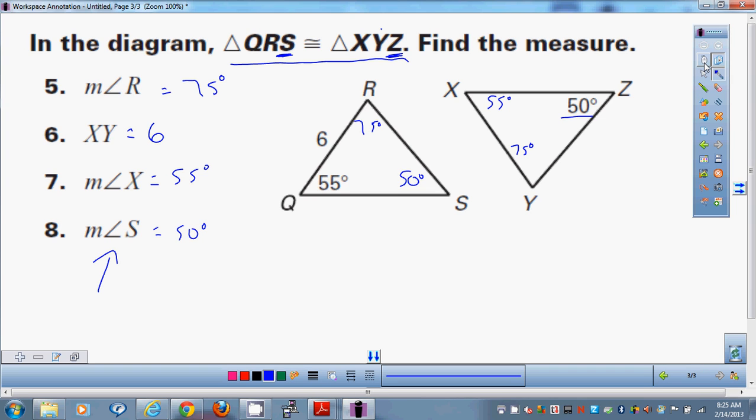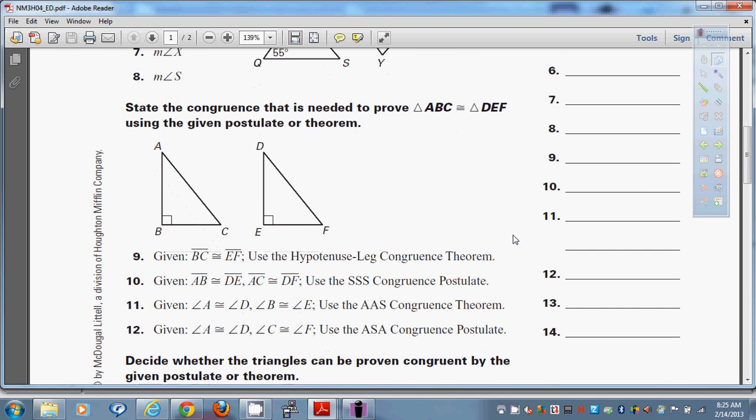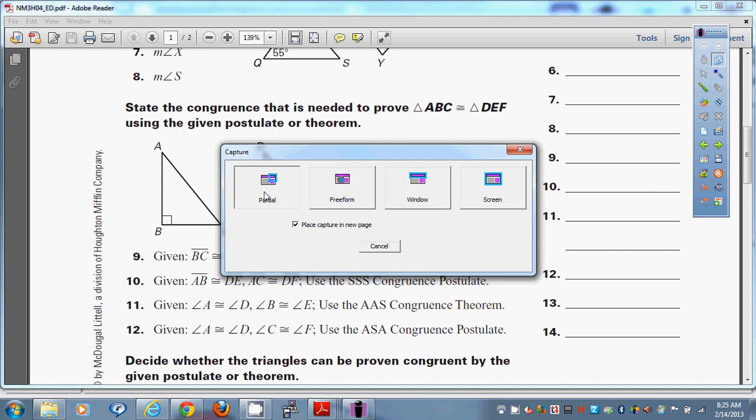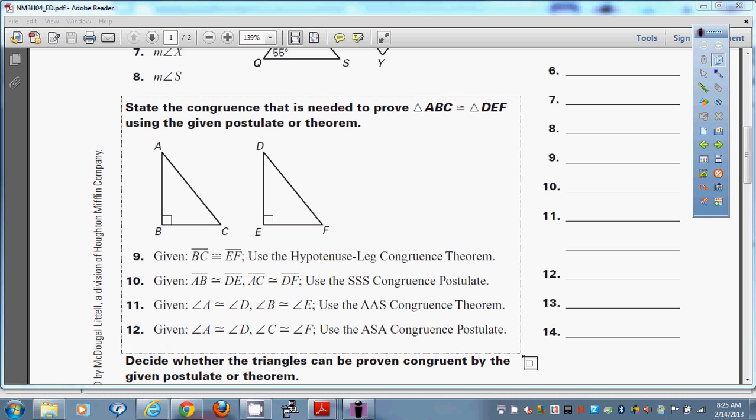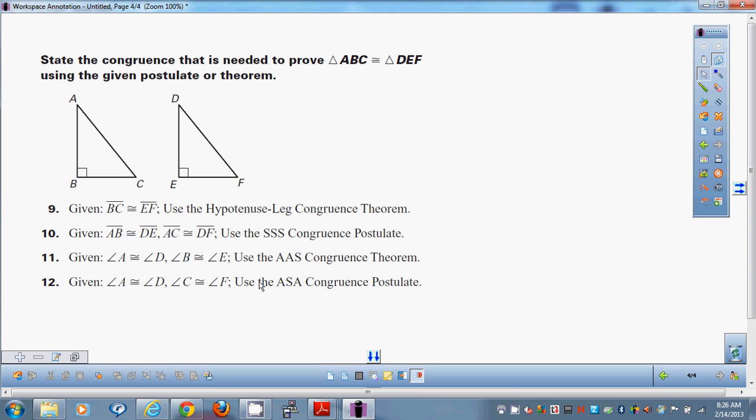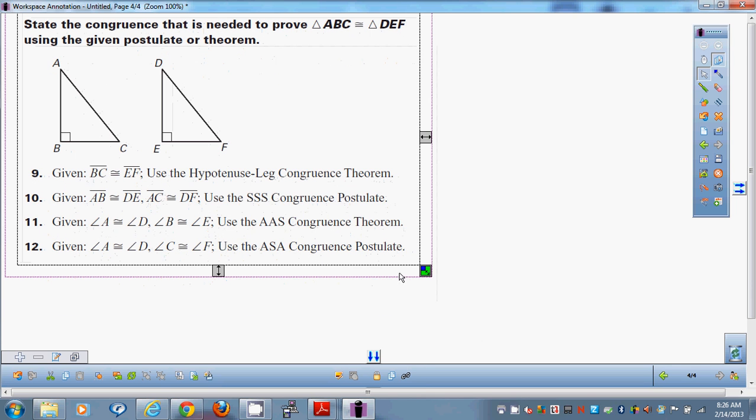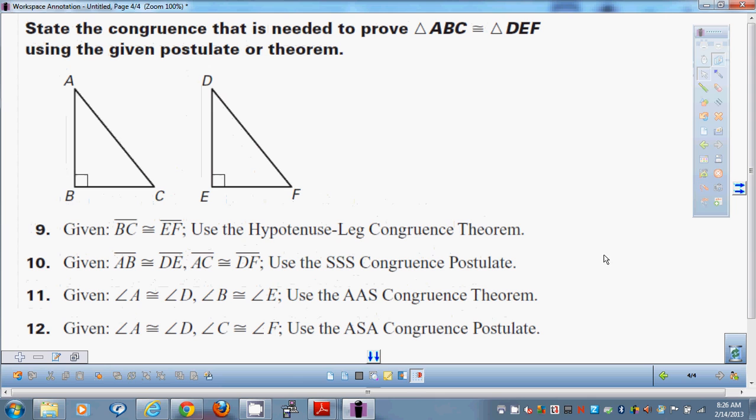Okay. Numbers 9 through 12. Now, these are very different than anything we've done, but that doesn't make them harder. State the congruence needed to show that the two triangles are congruent. It's very important you pay attention to this. Number 9. Hopefully you're doing this in pencil and not pen. If you're doing this in pencil with an eraser, this won't be hard. Just make very light marks.